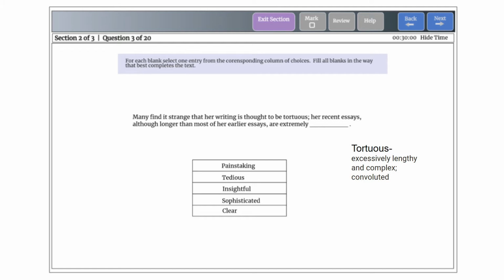Painstaking does not work. Tedious definitely doesn't work. Insightful and sophisticated, even though they're positive words, they don't mean the opposite of complex. Something can definitely be complex and insightful, or complex and sophisticated, which leaves us only with clear, which is a pretty good antonym for something that is tortuous, right? Something that's convoluted. The opposite would, of course, be clear.